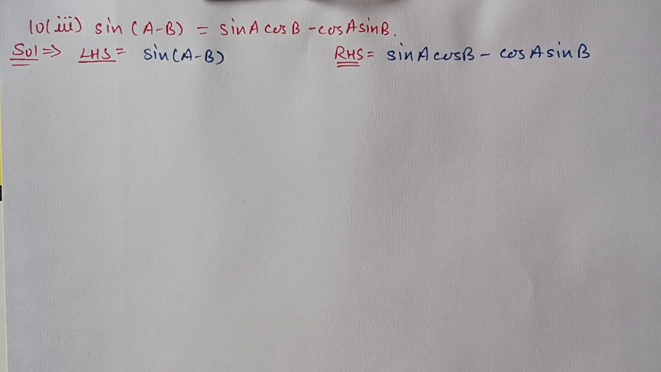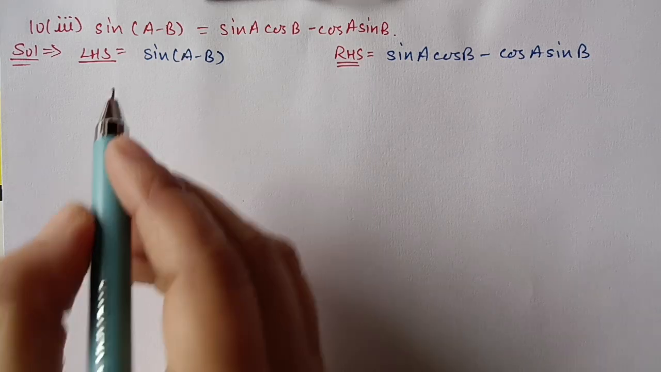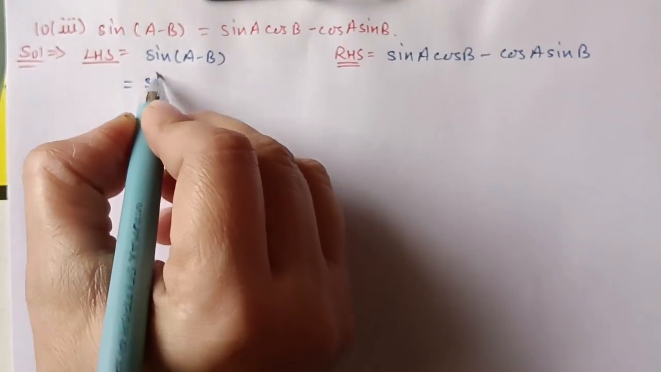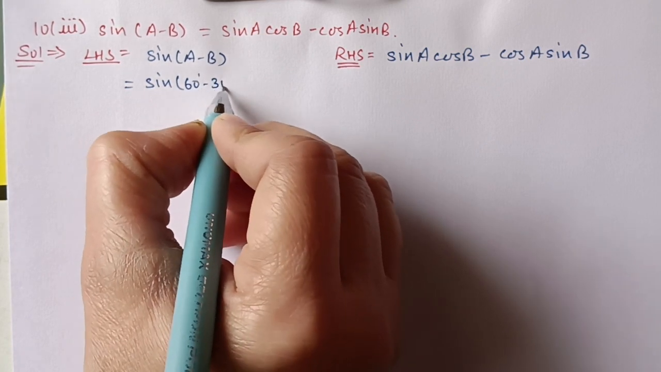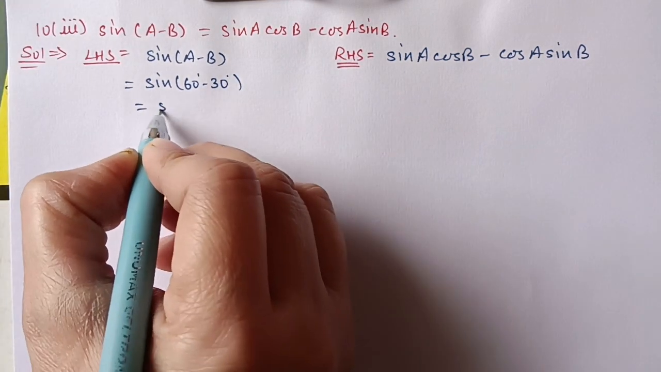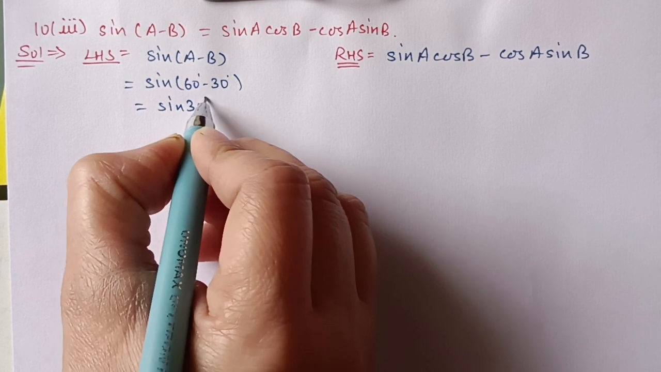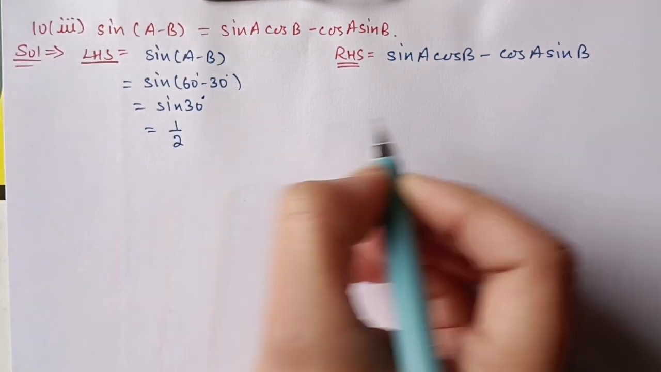Next, 10th question, third part, we have to prove sin(A minus B) is equal to sin A cos B minus cos A sin B. So first left side we will substitute values. A is 60 degree, B is 30 degree. So 60 minus 30, we are getting 30 degree. Sin 30 value is 1 by 2.